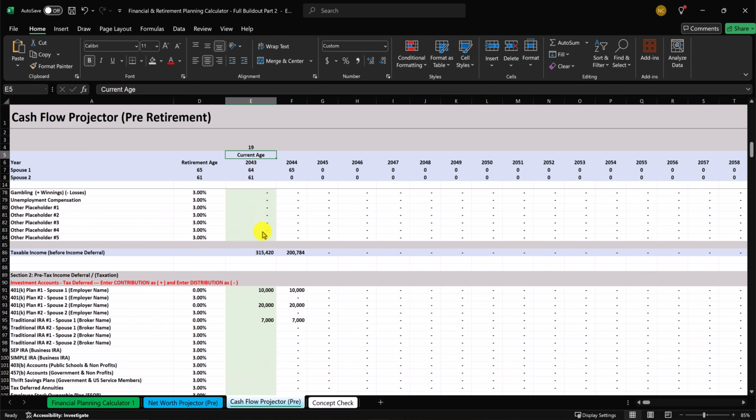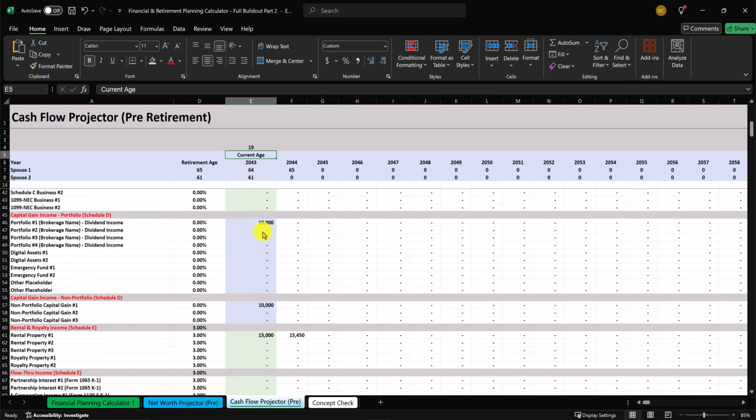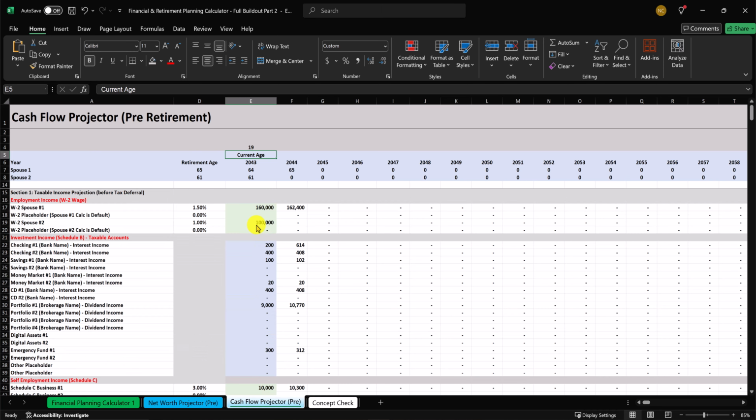What expenses can I reduce? What income can I increase? And so on and so forth, to see if I can hit my net worth at retirement goal. But what's another thing we can do? Let's say you can't increase your income or you can't reduce your expenses for whatever reason. What else could you do?